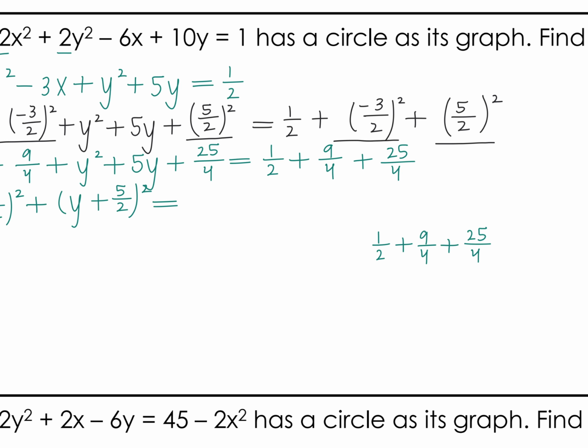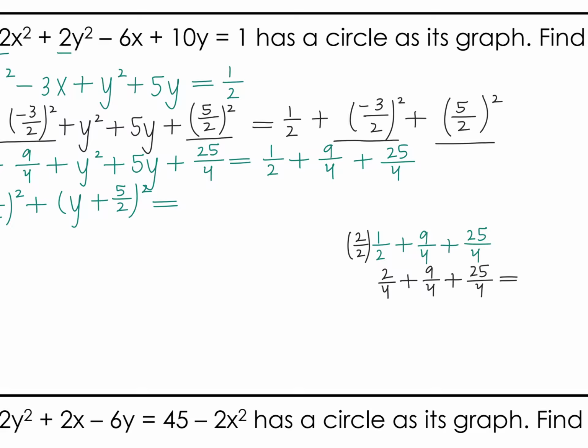25/4. All right, so what I'm doing here is, in order to add fractions, you need to have the same denominator. My last two fractions both have a denominator of 4. And so I'm going to look at that first fraction of 1/2, and I want to change that 2 into a 4 so that I have the same denominator across the board. Well, in order to do that, I'm just going to multiply this first fraction by 2 over 2. And so I'm going to get 2/4 plus that 9/4 plus 25/4.